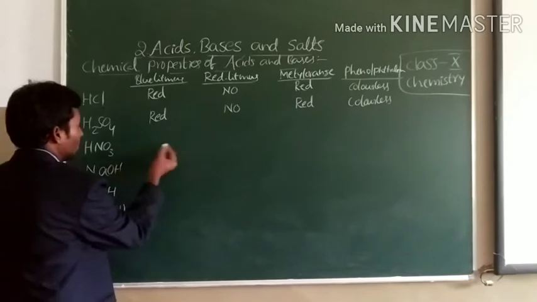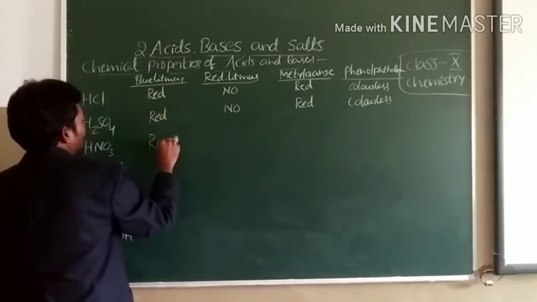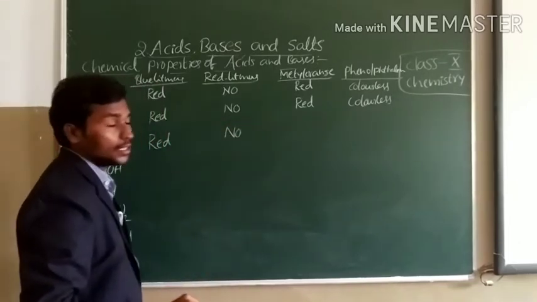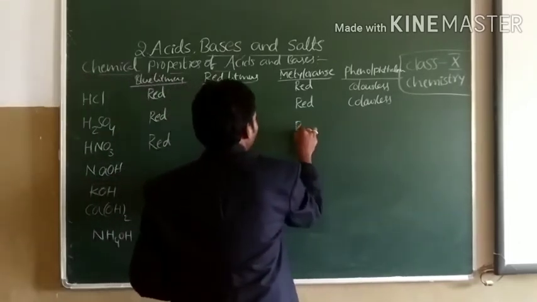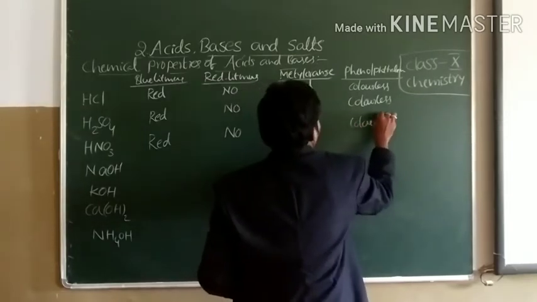Next, HNO3. It's an acid, so the observations are the same. Red litmus shows no change. Methyl orange shows red color. Phenolphthalein is the same, colorless.